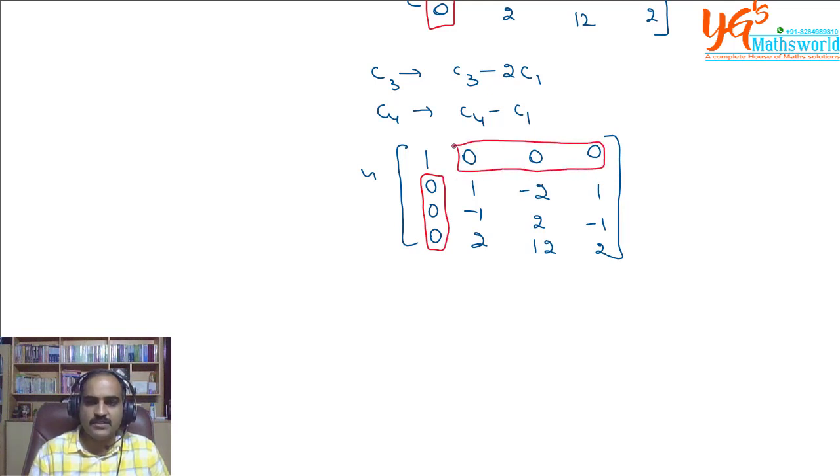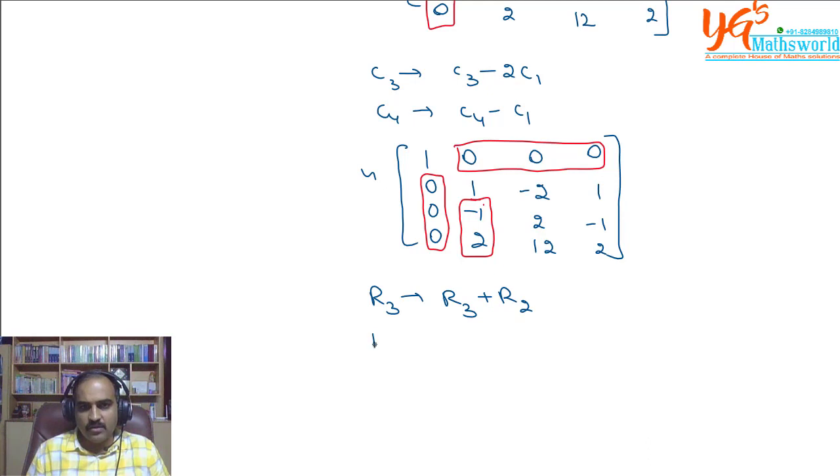That means our first and second step has been done. Now in the next step we have to make this one as 1. It is already 1, so no need to do this one. Now the next step will be to make these two zeros. So for this I need to operate on R3, that is R3 tends to R3 plus R2, and on R4 it will be R4 minus 2 times R2.